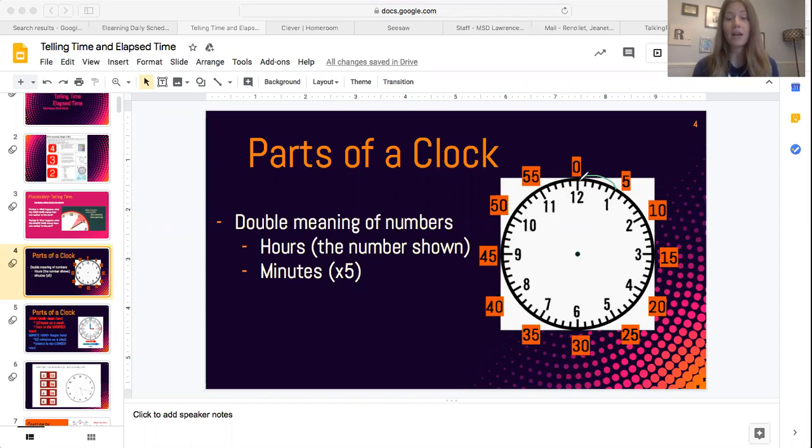So there are 5 spaces from 12 to 1. There are 5 more spaces from 1 to 2. So 5 plus 5 equals 10 minutes. Between each number, there are 5 minutes or 5 tick marks. Let me show you how to tell time to the nearest minute.